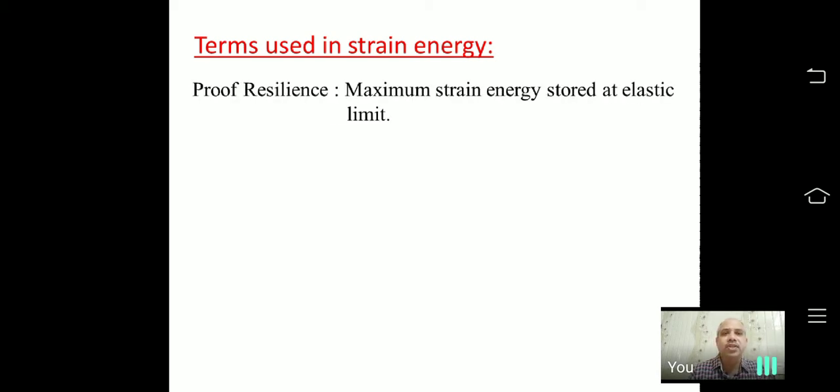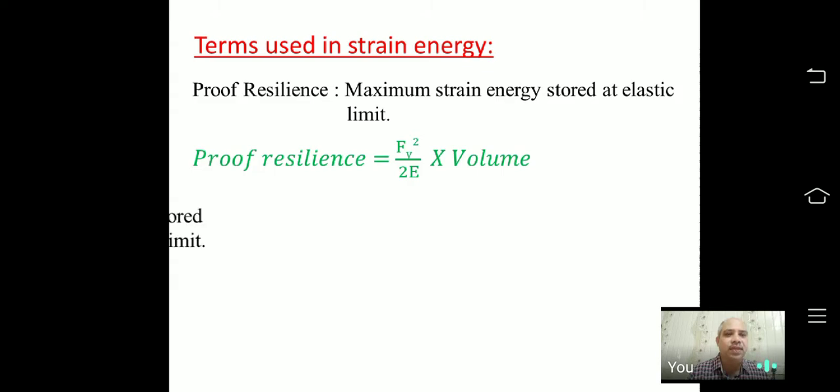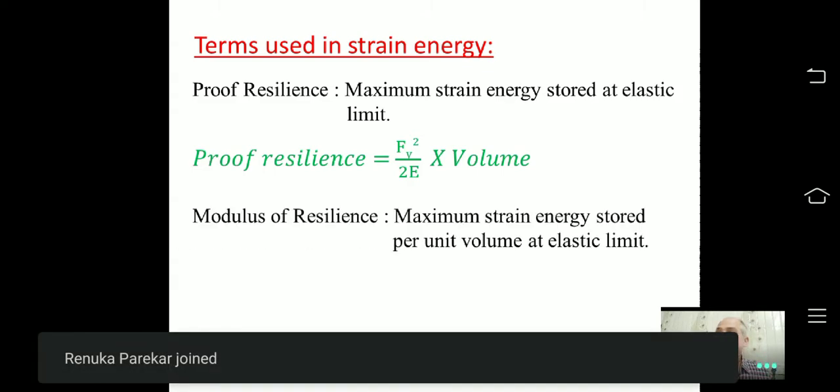So now terms used in strain energy. Proof resilience. Maximum strain energy stored at elastic limit. This is known as proof resilience. Maximum strain energy means when my stress is at yield stress. And when I will find strain energy sigma y square upon 2E into volume, that strain energy is proof resilience. You can see this suffix y, it signifies yield stress.